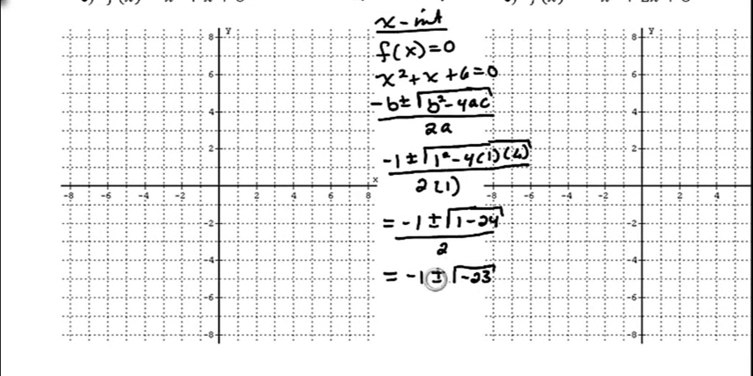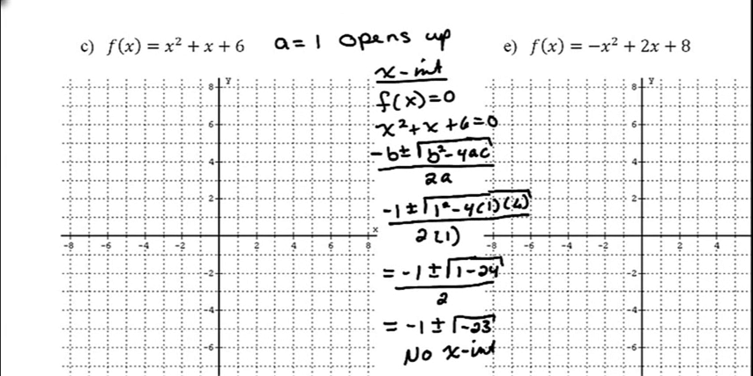And this is not a real number. And so when you get a negative number underneath a square root like this, what it means is that there are no x-intercepts. So this graph never crosses the x-axis, and you could have gotten that because this is opening up, and when we find our vertex, the vertex will be above the x-axis.